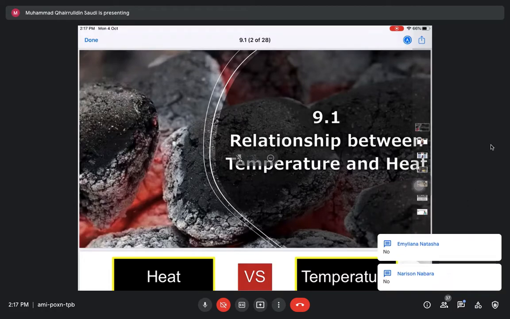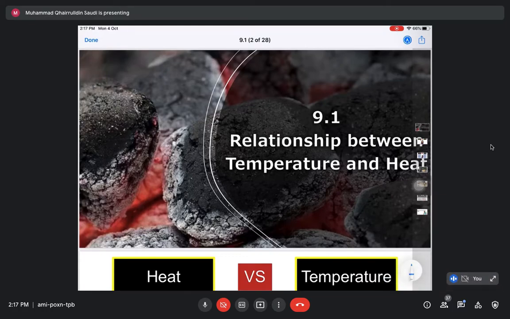Okay, in today's class, we are going to see the differences between temperature and heat. Temperature and heat are actually different things. They are different, but they are highly related, very much related. That's why sometimes we mistake temperature and heat as the same thing, but it is not the same thing. Alright, so let's see the meaning in Malay first.